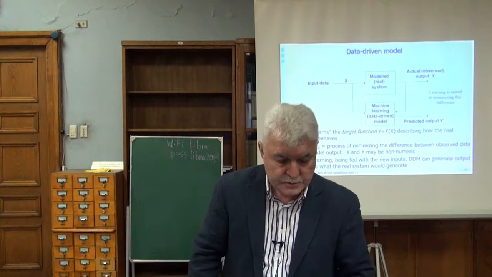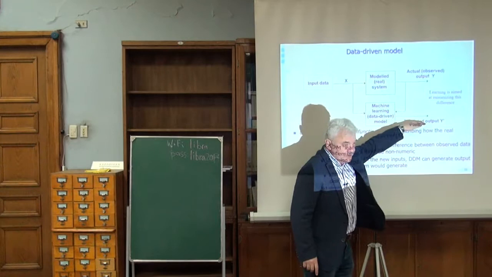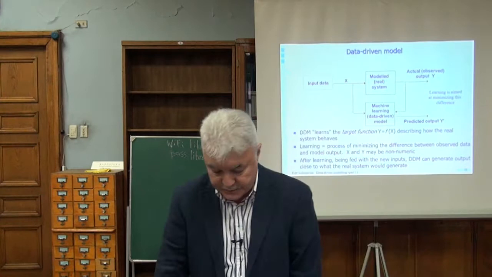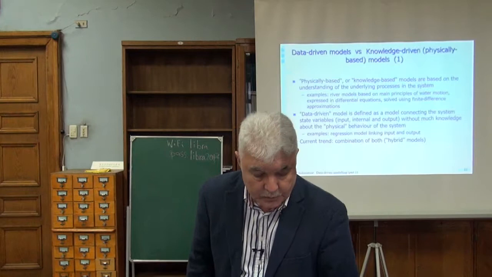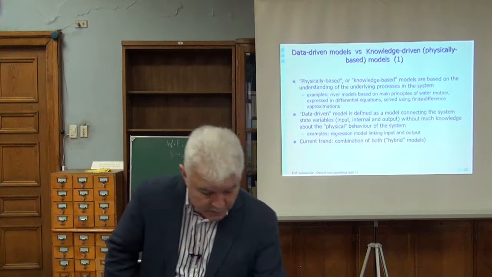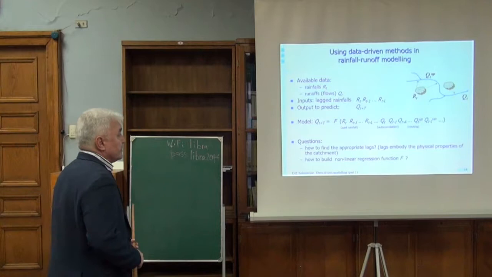So anyway, any model, not only data-driven, wants to generate predicted output which is close to observed output. So our job is to build this machine learning model close to the modeled real system. So model should resemble the real world. So again, I would like to remind that we had physically based models, data-driven models, and hybrid models, which is a combination of the two. We discussed this. So let's go on. Now let's look at rainfall runoff model.